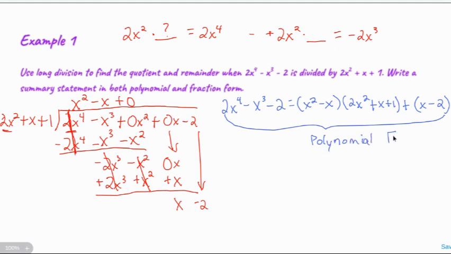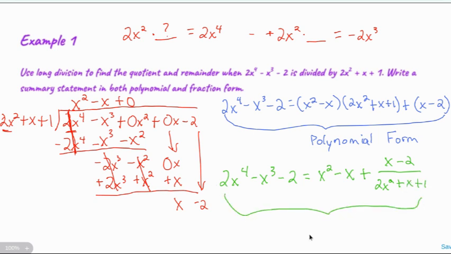Polynomial form. Okay. Now, when you're writing it, I give you both because on your homework it might ask for one or the other. So I'm showing you both now. Fraction form would be 2x to the fourth minus x cubed minus 2 equals x squared minus x plus x minus 2 divided by 2x squared plus x plus 1. This is fraction form.